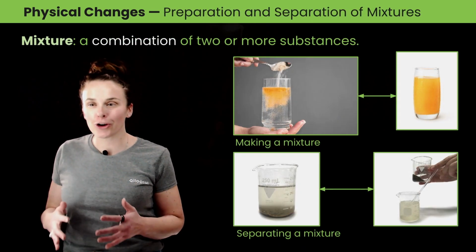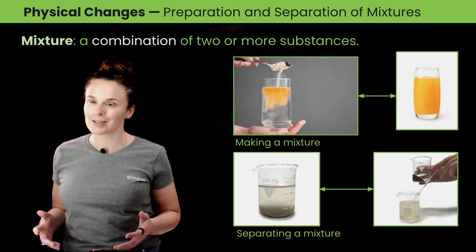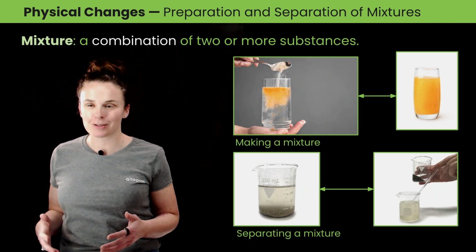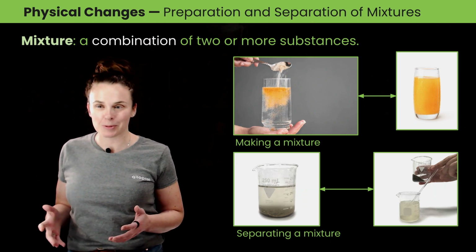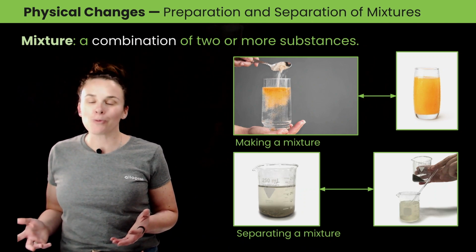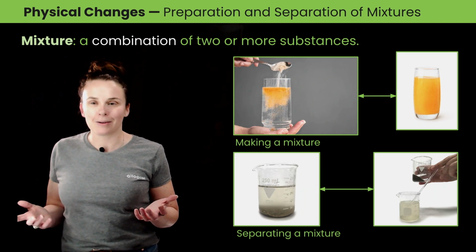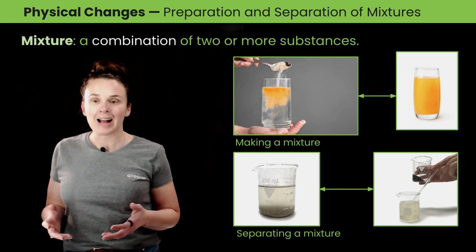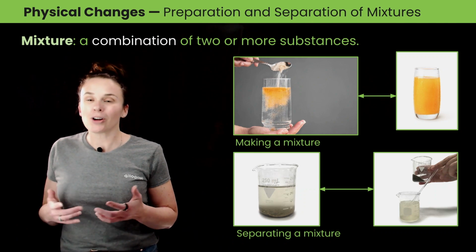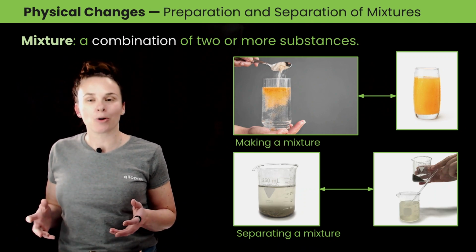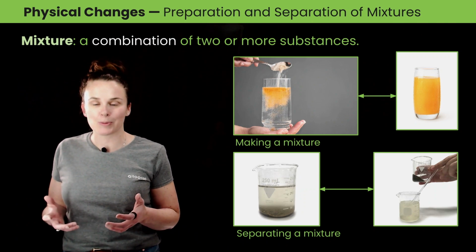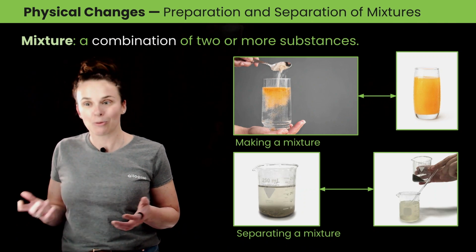And finally, our third physical change is the preparation and separation of mixtures. So remember, a mixture is a combination of 2 or more substances. And when you mix those 2 or more substances together, sometimes they mix up evenly, sometimes not so much. So making a mixture, you can add, for example, vitamin powder and water, and you'll see that they mix up quite well and they form this mixture. But you can also separate mixtures so they go back to their original parts. So if you take mud and water, you can separate them into their respective parts, which are mud and water.